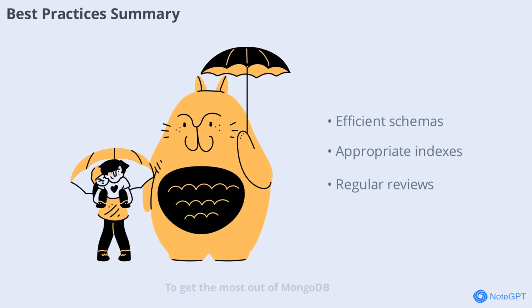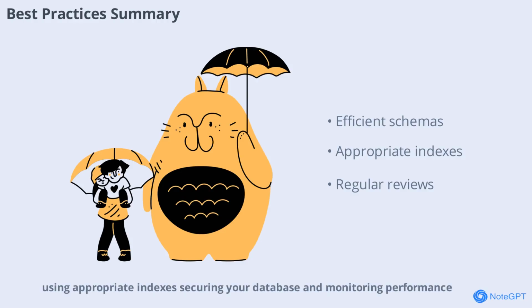To get the most out of MongoDB, follow best practices such as designing efficient schemas, using appropriate indexes, securing your database, and monitoring performance. Regularly review and update your setup as your application evolves to ensure optimal results.